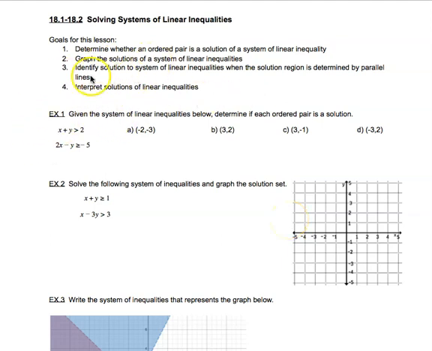So today we are going to be talking about solving systems of linear inequalities. We spent the last week or so talking about how to solve systems of equations, when there was an equal sign. Now we're going to be talking about solving a system where we both have inequality symbols. So less than, greater than or equal to, or less than or equal to.